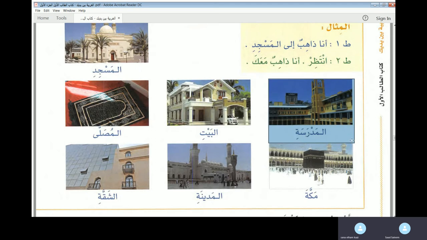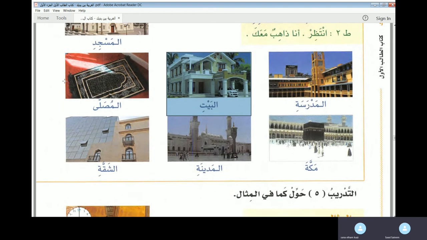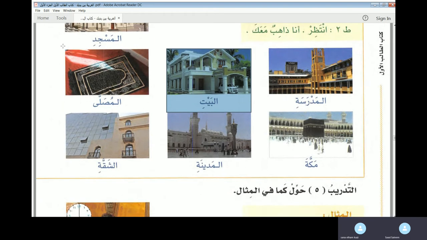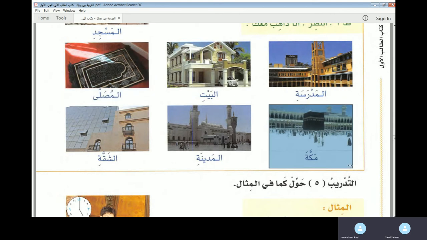Ana zahibun ila al madrasati. I'm going to the madrasa. Intazir. Wait. Ana zahibun ma'aka. I'm going with you. Ana zahibun ila al bayt. I'm going to the home. Intazir. Ana zahibun ma'aka. Wait, I'm coming with you. Ana zahibun ila al-musalla. I'm going to the musalla. Intazir. Wait. Ana zahibun ma'aka. I'm coming with you, or I'm going with you. Okay. That's really good.